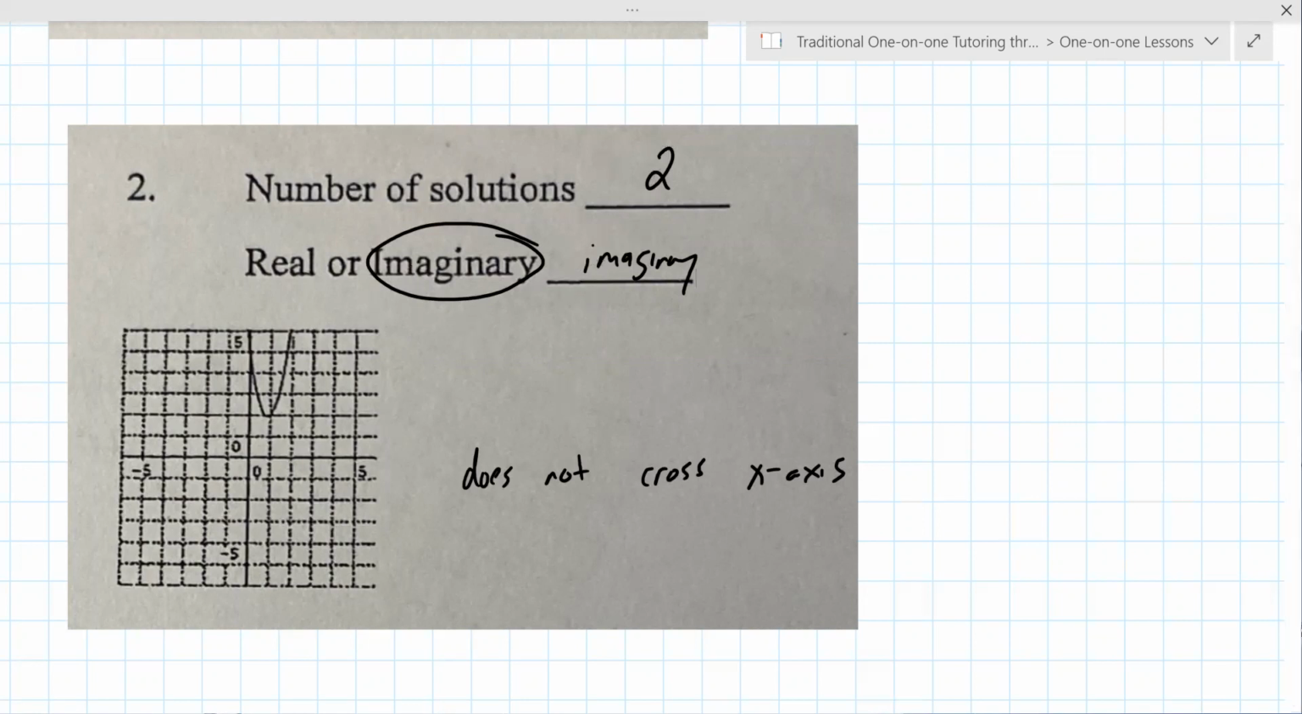Okay. And that's because it does not cross the x-axis, right? This horizontal axis, that's it. Okay, we'll look at number 5.